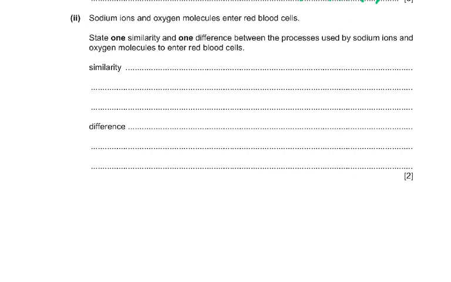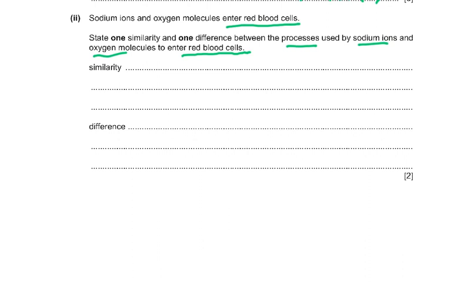Then it says part 2 of the question, sodium ions and oxygen molecules enter red blood cells. State one similarity and one difference between the processes used by sodium ions and oxygen molecules to enter red blood cells. One similarity and one difference. Similarity was what? Diffusion down the concentration gradient. It's a passive process. Diffusion down the concentration gradient is a passive process and does not require any energy or ATP. The difference is that one is an ion and one is a small uncharged molecule.